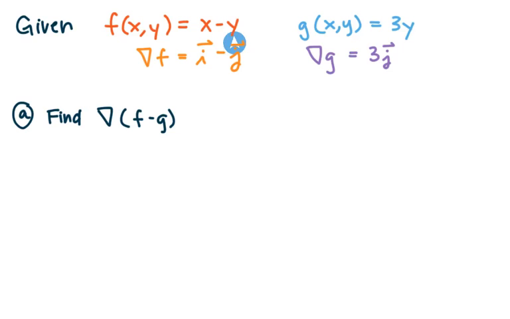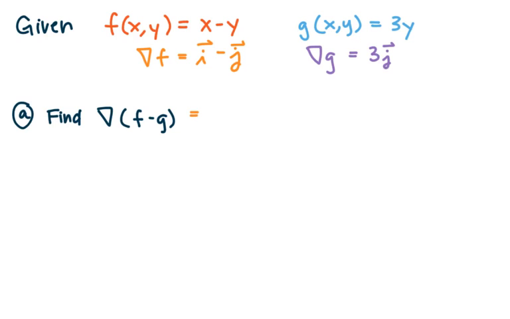Here we are given two multivariable functions, f and g, and each has its corresponding gradient. So for example, if we wanted to find the gradient of f minus g, these are really simple functions and the gradients are correspondingly simple, but sometimes that difference could be really messy.